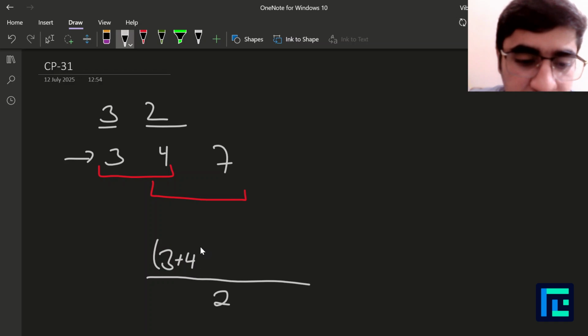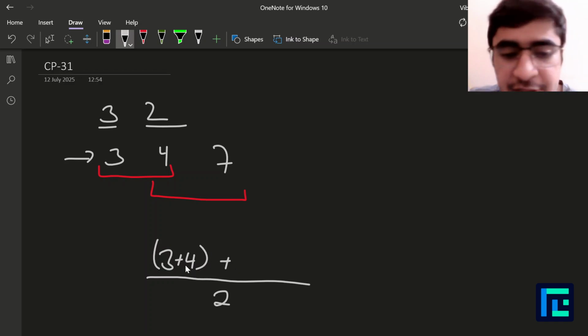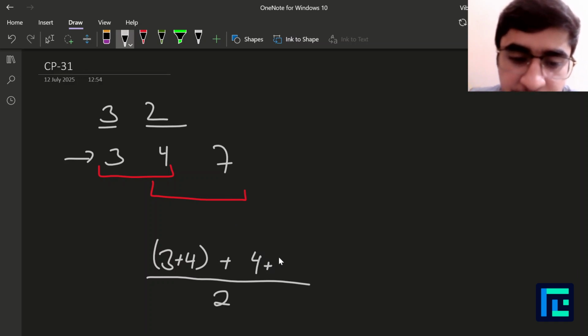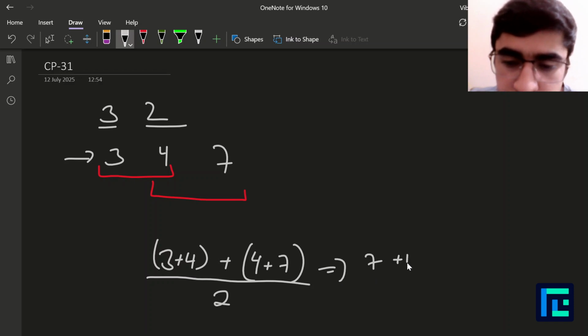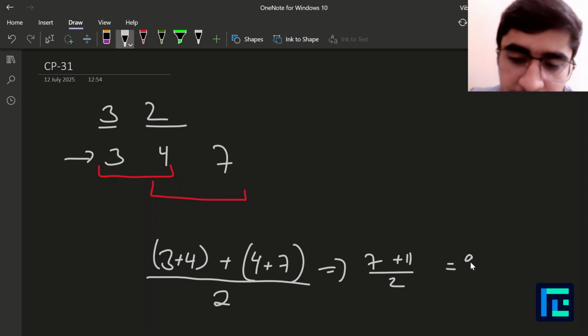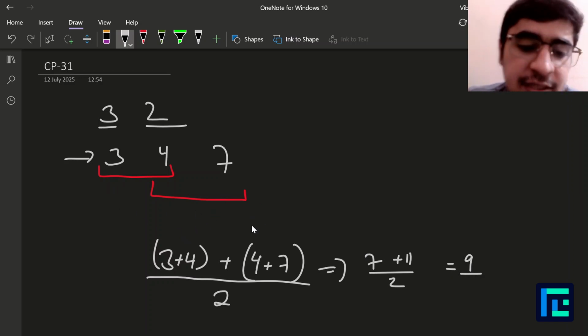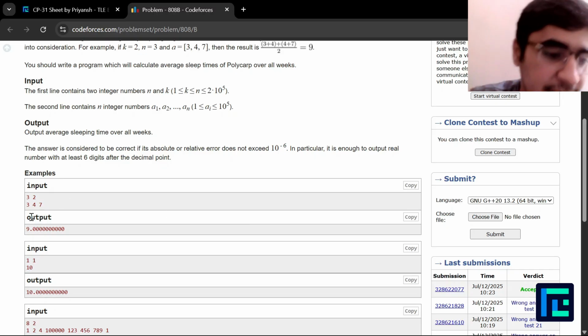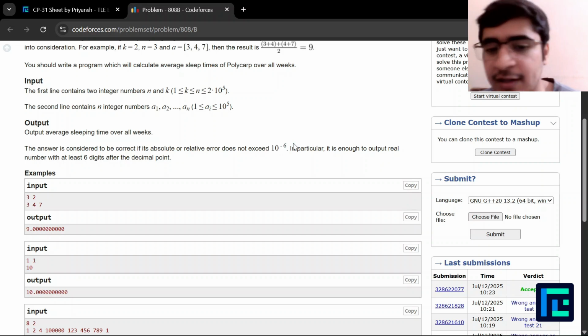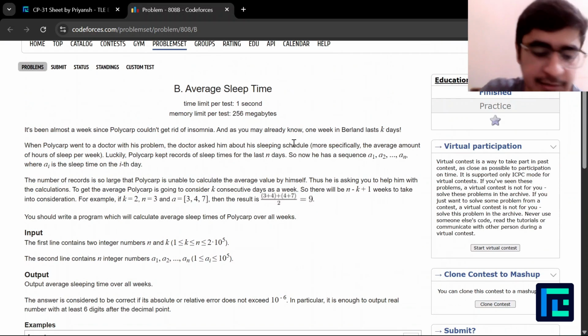3 plus 4 is the sleep time in the first week, which is 7, and then 4 plus 7 is the sleep time in the second week, which is 11. So we'll get something like 7 plus 11 by 2, which is 9. So we get the average sleep time over all weeks. That is, the average sleep time for 1 week over all weeks is 9, and that is what is given to us. We have to predict it, and we have to make sure that the relative error does not exceed 10 raised to minus 6.